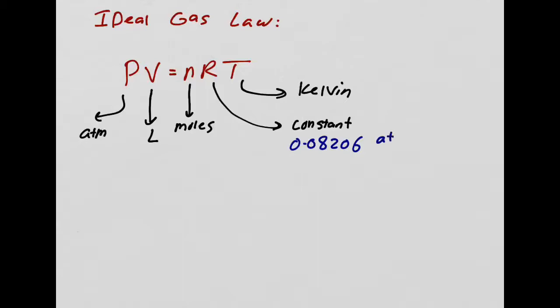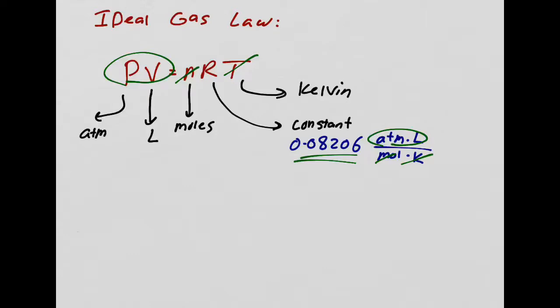It would be atm times liter over moles times Kelvin, right? What would that be? Because then in that case, the moles and the temperature would cancel out. I end up with atm times liter, which is what I want. Okay. Now, I want to show you in a second how they came up with this number.